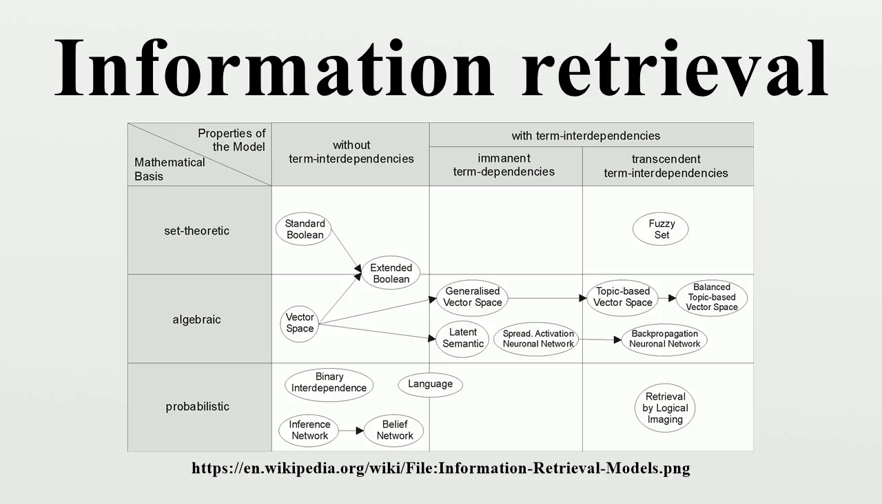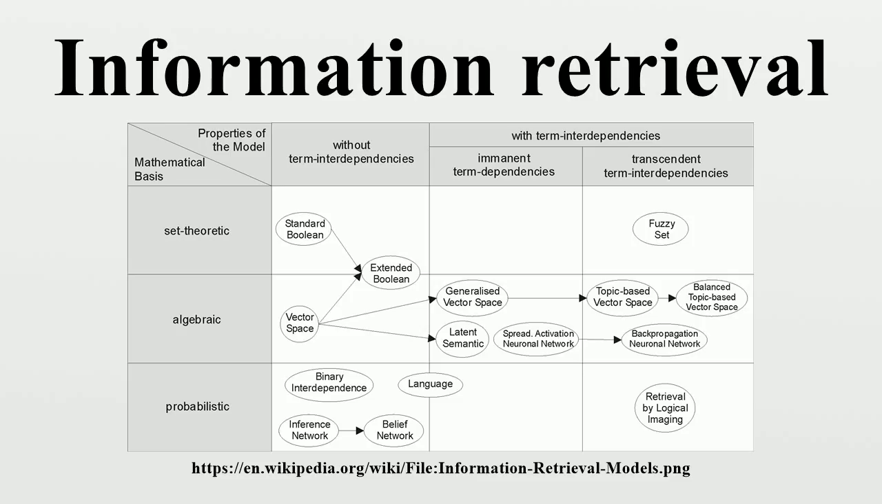Model types. For effectively retrieving relevant documents by IR strategies, the documents are typically transformed into a suitable representation. Each retrieval strategy incorporates a specific model for its document representation purposes. The picture on the right illustrates the relationship of some common models. In the picture, the models are categorized according to two dimensions: the mathematical basis and the properties of the model.